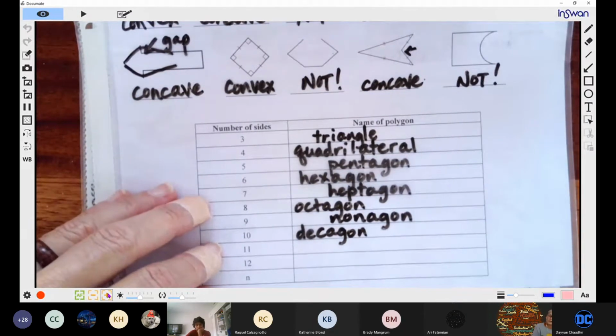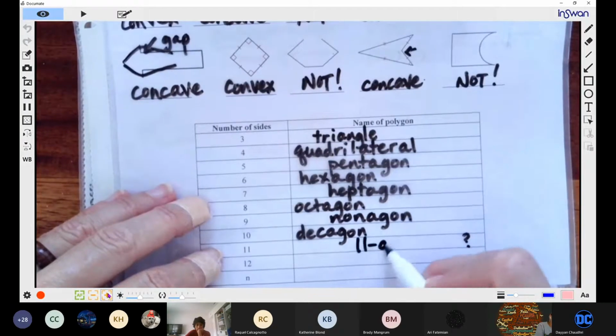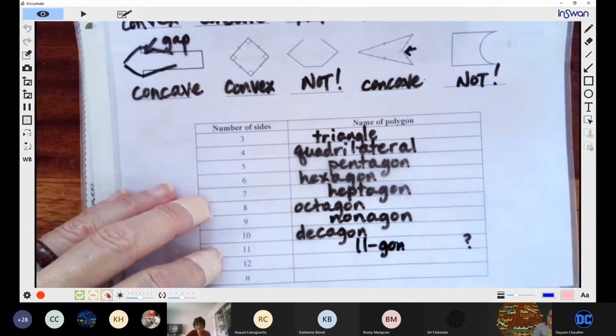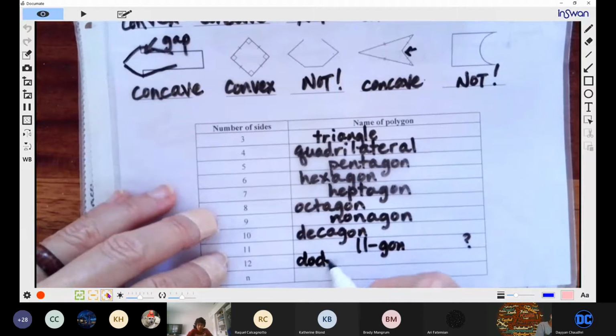11. Oh, I don't know what an 11 side is. I don't know what an 11 is. You could call it an 11-gon. And 12. 12 is dodeca.